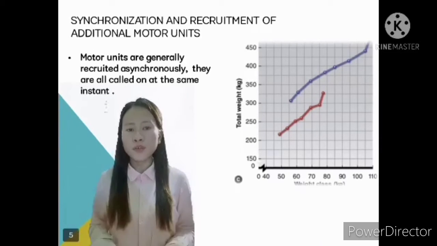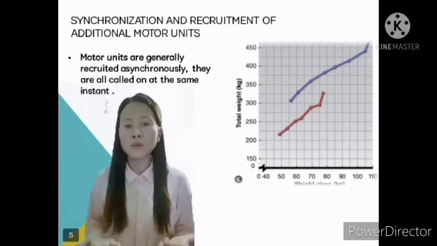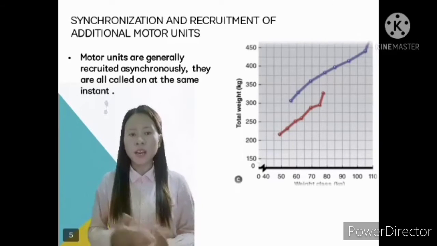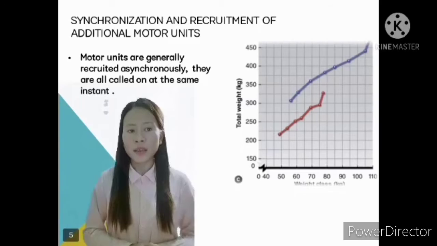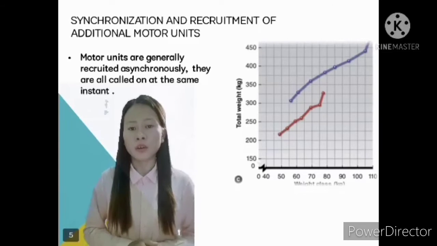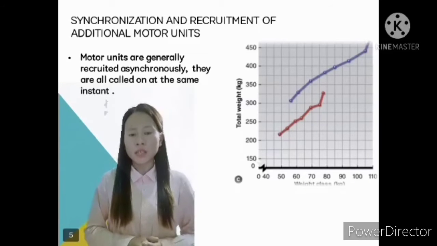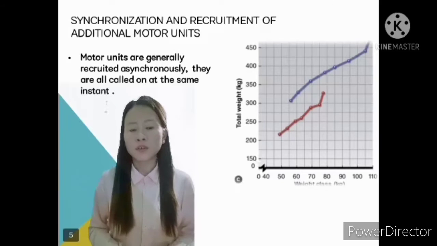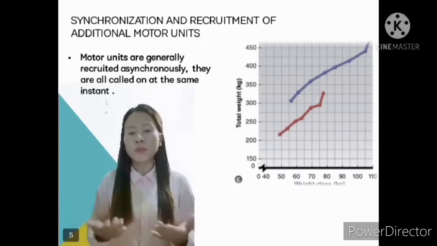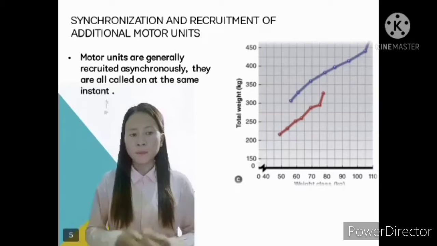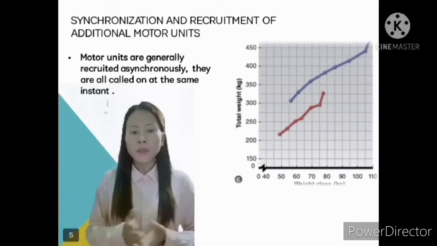Asynchronization and recruitment of additional motor units. Motor units are generally recruited asynchronously. They are not all called on at the same instant. They are controlled by a number of different neurons that can transmit either excitatory or inhibitory impulses.